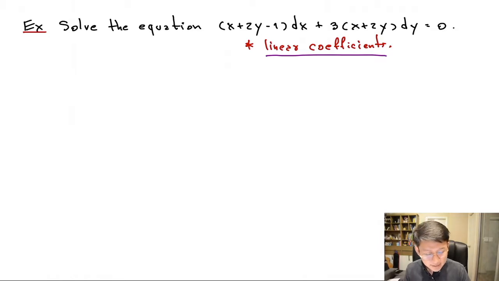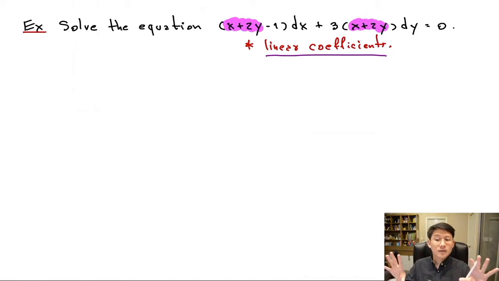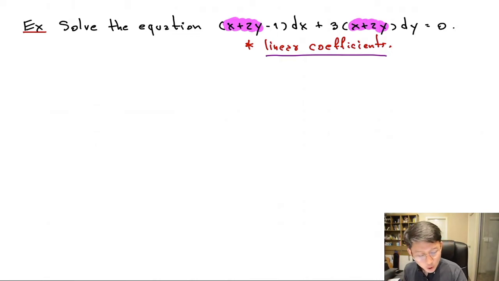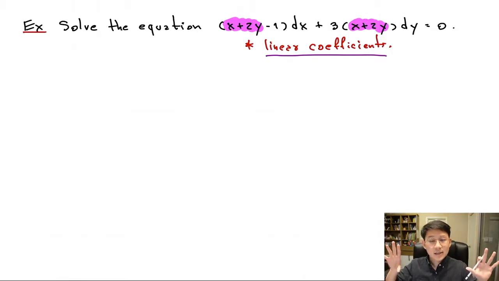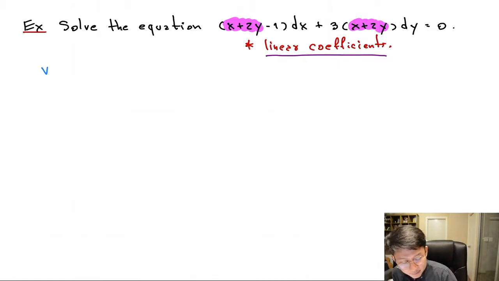What we would do is look at this term, and they look very similar, pretty much the same. Again, you can solve this equation by the linear coefficients technique, but I just assume that I don't know that technique. So I'm going to do some substitution. I let v be x plus 2y, so dv is dx plus 2 dy.